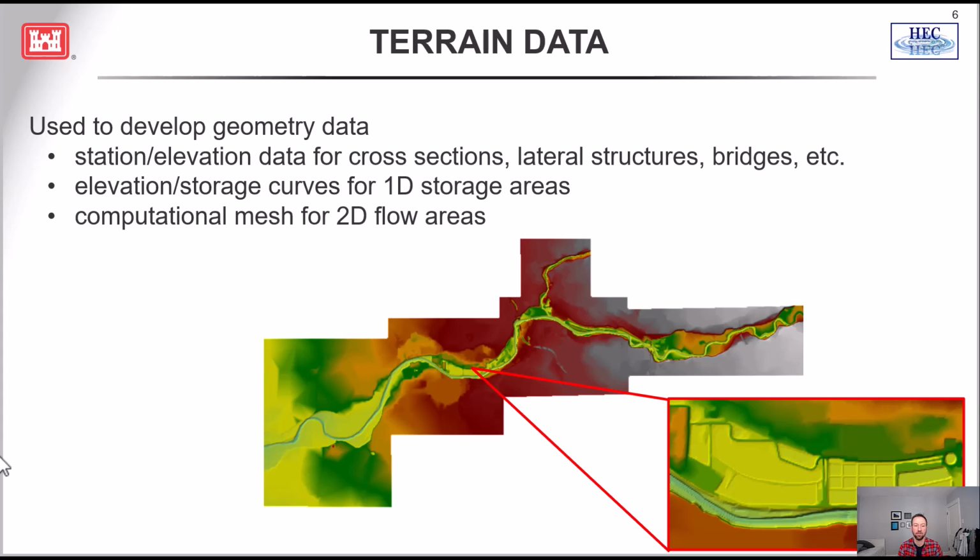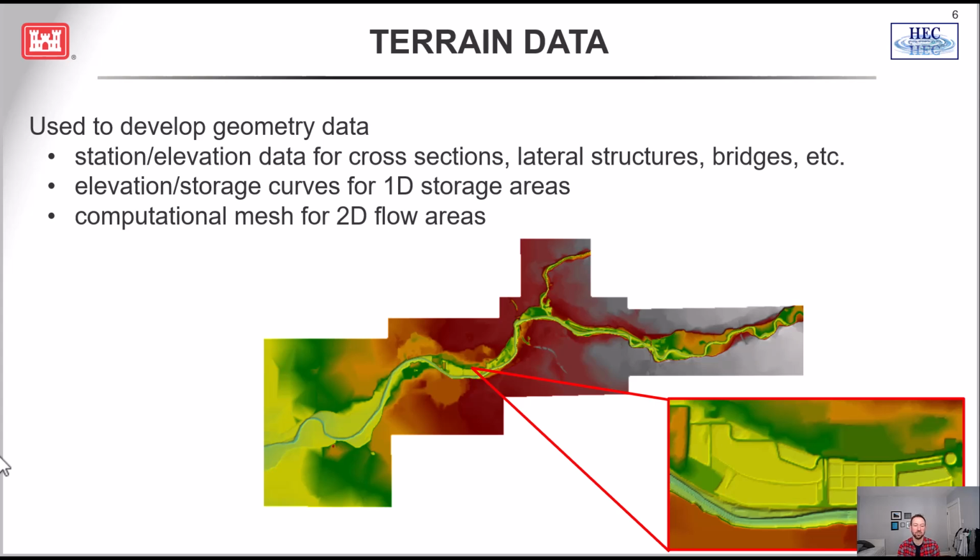Terrain data is an important component of any HEC-RAS model. Terrain data is used to develop the geometry data that we just discussed, such as station and elevation data for cross-sections, lateral structures, bridges, and so on. Terrain data is also used to compute elevation storage curves for any one-dimensional storage areas. It is also used to develop the computational mesh for two-dimensional flow areas.